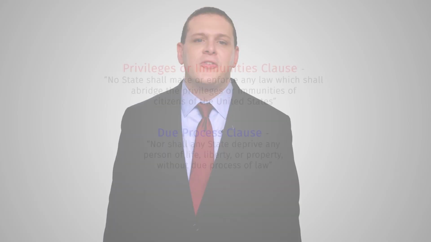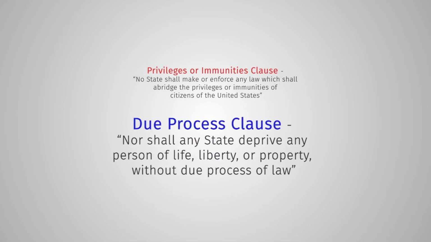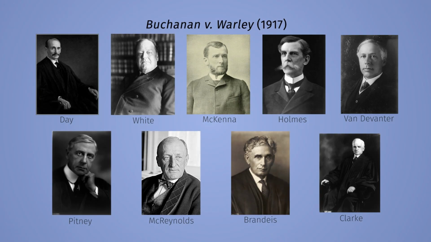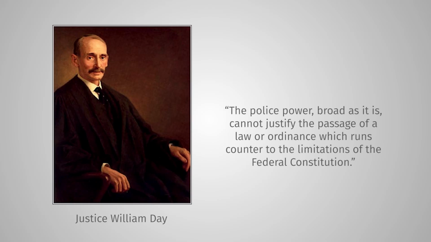We've already studied how the Supreme Court compensated for the weakened Privileges or Immunities Clause through a robust application of the Due Process Clause. In Buchanan, the court made a similar move to compensate for the weakened Equal Protection Clause. All 9 justices agreed that the Louisville segregation ordinance violated the Due Process Clause of the 14th Amendment. Justice Day's majority opinion explained that the police power, broad as it is, cannot justify the passage of a law or ordinance which runs counter to the limitations of the federal Constitution.